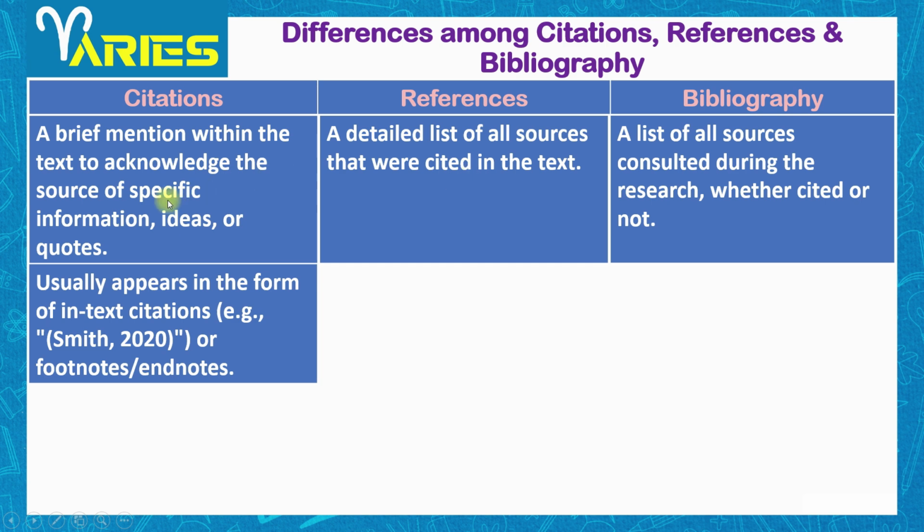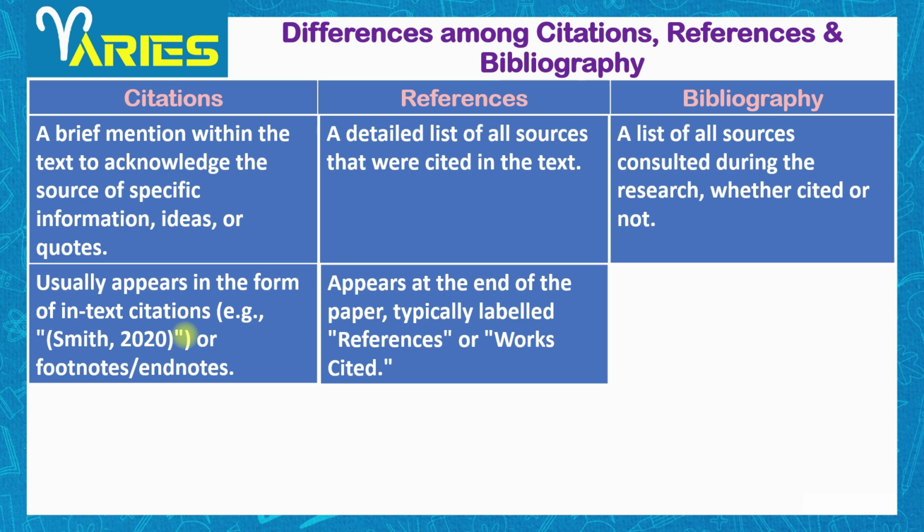Now if we talk about citation, a citation usually appears in the form of an in-text citation. Now what is an in-text citation? This is the example: Smith 2020. So at the end of every text you mention this kind of words, or you can mention it in a footnote or endnote also. This is the form of preparing a citation.